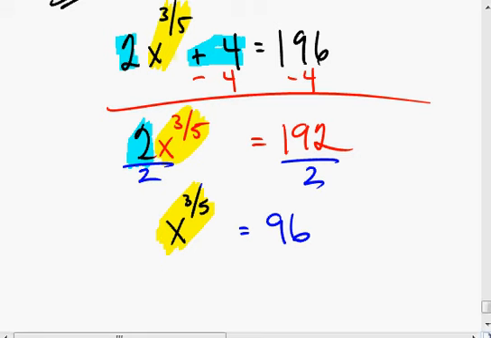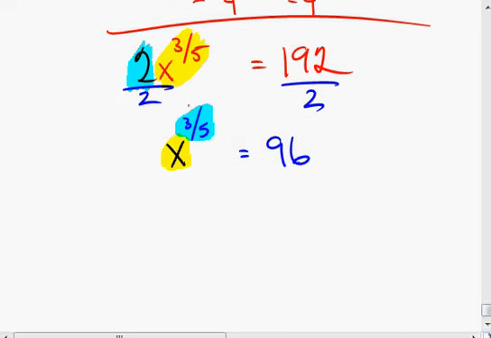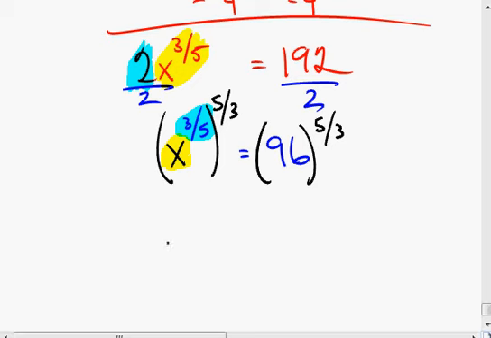Okay, so first part of my little mission here is accomplished. Got the yellow part by itself. I got rid of these blue things. Now that this is by itself, you want to try to get this by itself. So now focus on this guy. How do I get rid of the power of 3/5? Again, you raise it to the power of its reciprocal, 5/3. Gives you x equals 96 to the 5/3 power.